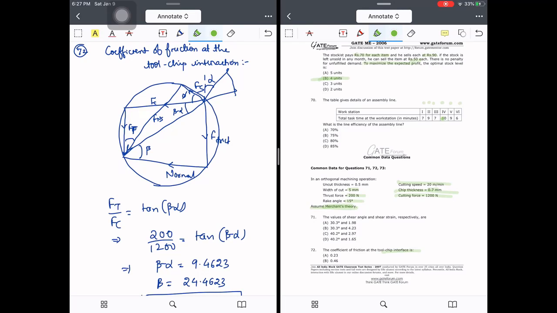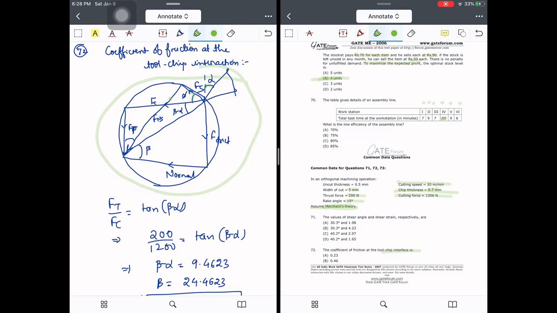Now question number 72. Coefficient of friction at the tool chip interface. In the other books you might be seeing various different formulas. I would suggest you not to read those formulas. You can just derive it. For that you need to understand this Merchant circle. Okay, I think I've already made it in the previous year question. I've explained completely this Merchant circle. Please go through those videos.